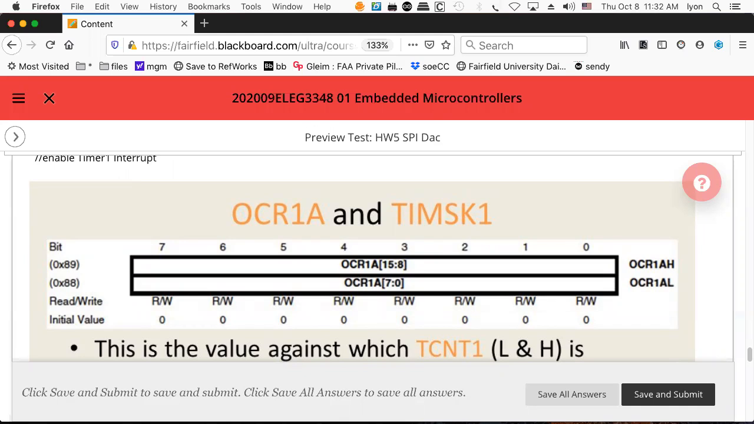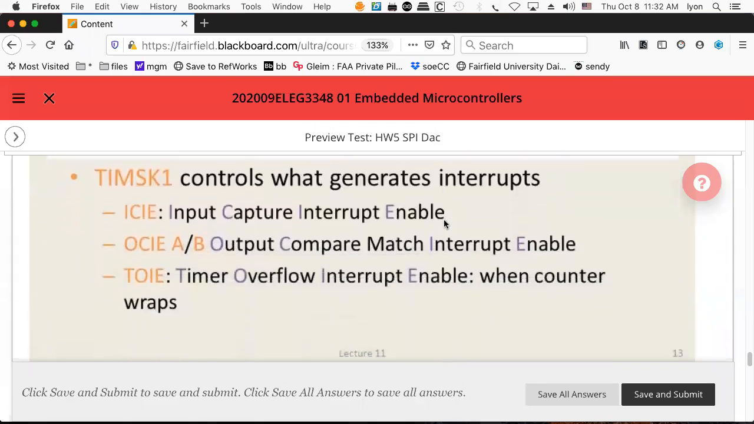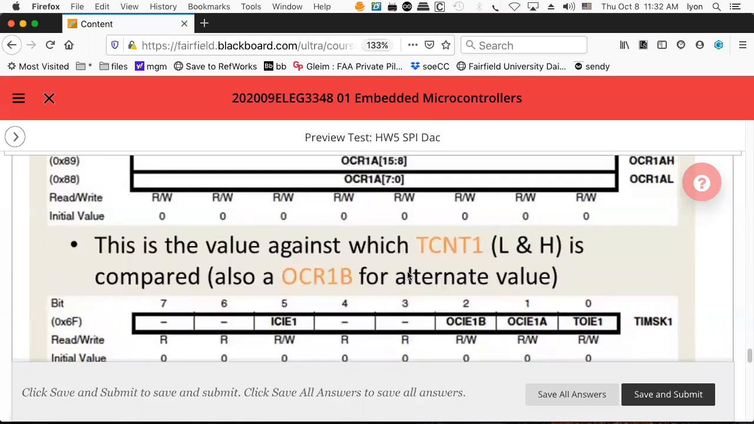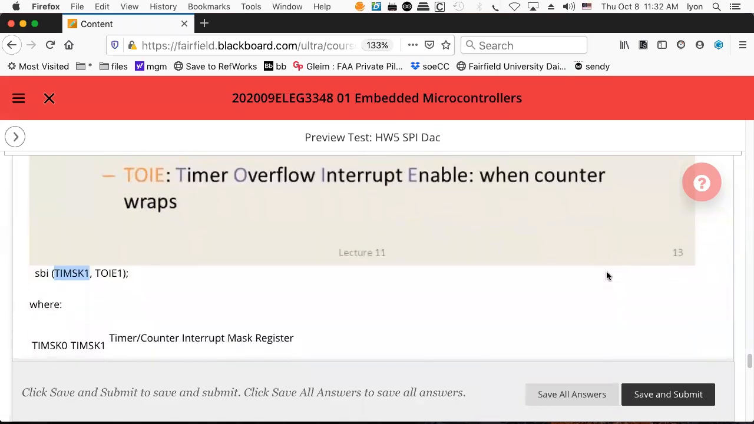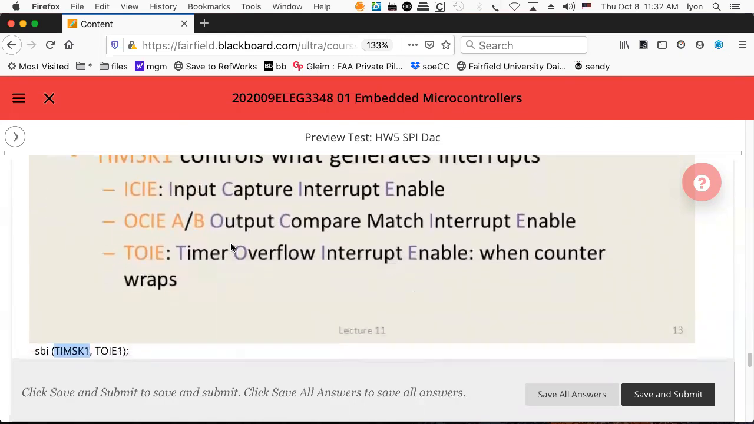And so what's the question here? There's got to be a question in here somewhere. Oh, here's one. SBI TIMSK1. Which one? Oh, that's this one. And he wants to set bit 0. So bit 0 of TIMSK1, which is the TOIE1. So TOIE1, that's the timer overflow interrupt enable when the counter wraps.